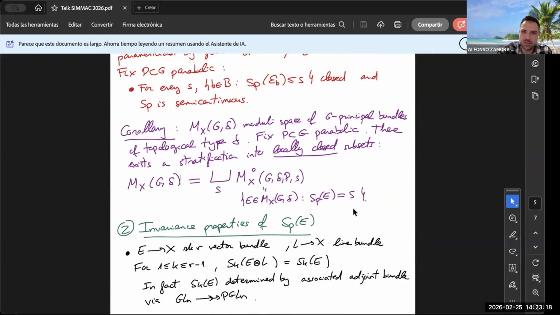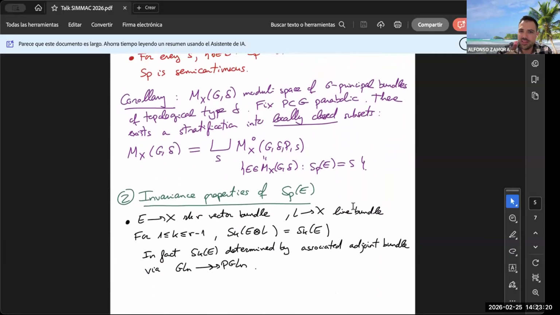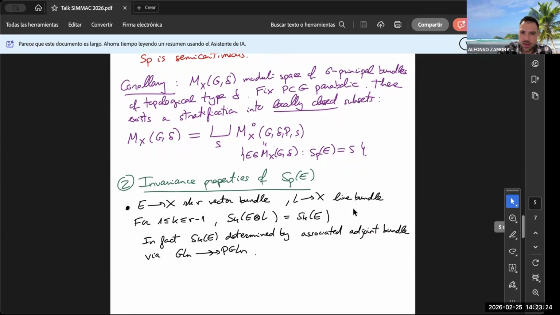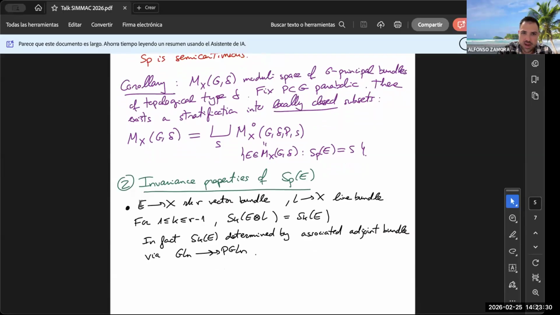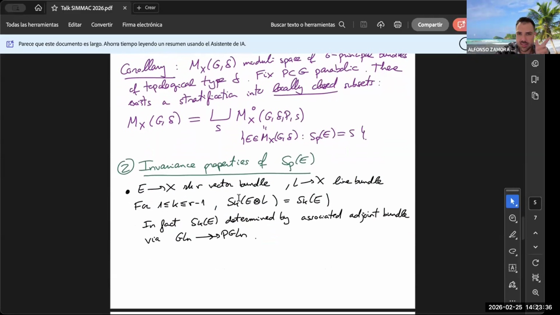So let me say something about why this is an invariant. What are the invariance properties of this function? In the vector bundle story, if we have a rank R vector bundle and we have a line subbundle, then it happens that the Segre function is invariant by tensoring the vector bundle by a line bundle.